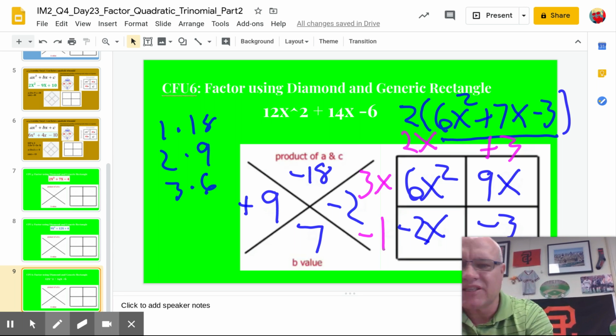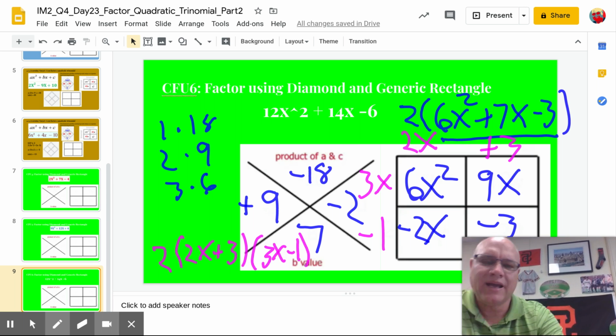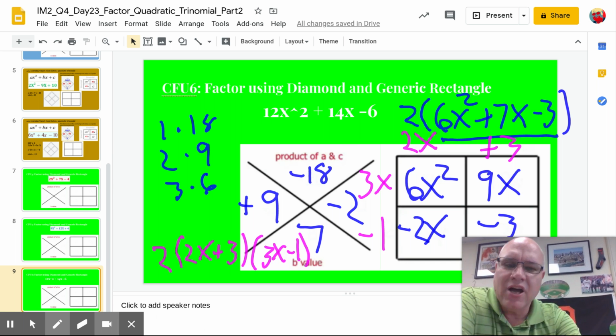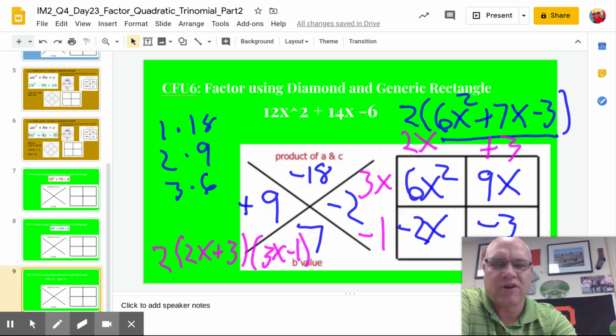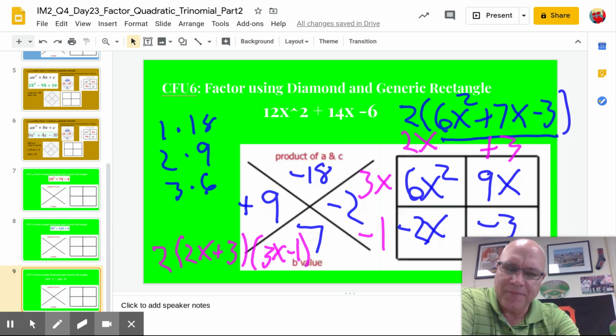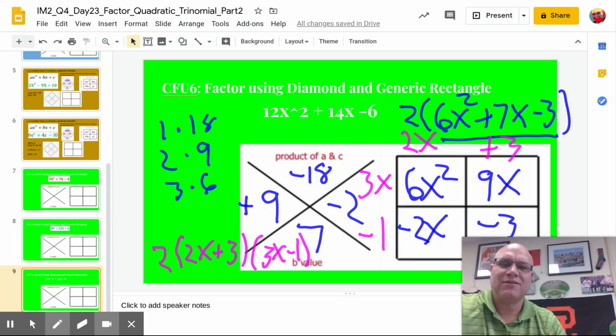So let's write it out in factored form. Don't forget the GCF. Our GCF was 2, so we have 2, parentheses, 2x plus 3 multiplied by 3x minus 1. Again, the binomial order doesn't matter. I do like to see the GCF up front, so I like the 2 to be in front of your binomials there. That's it. That's about as hard as it gets.